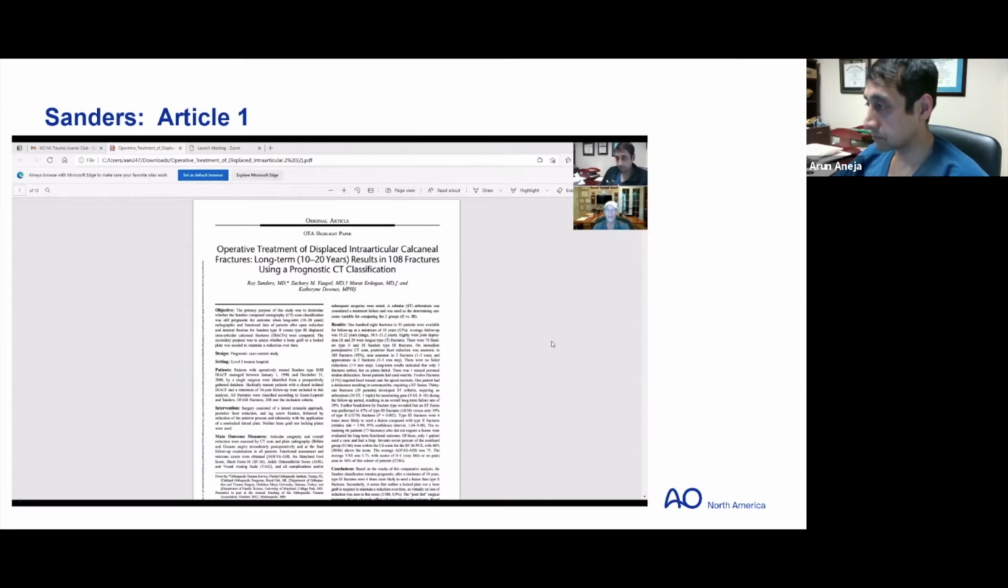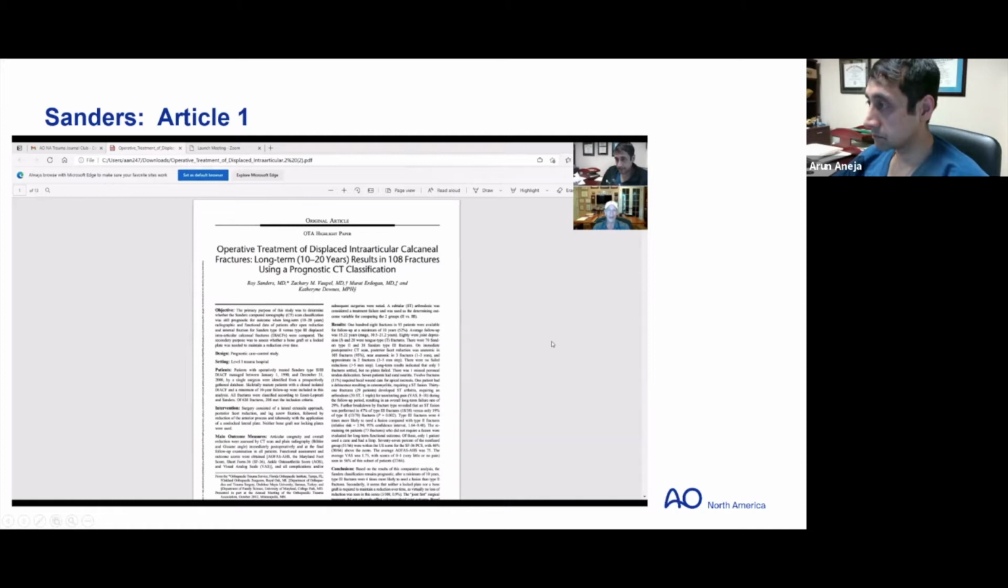And then the type 4s are really type 4 and maybe more, right? Those are highly comminuted fractures that really get destroyed. And in those, we really followed Dr.